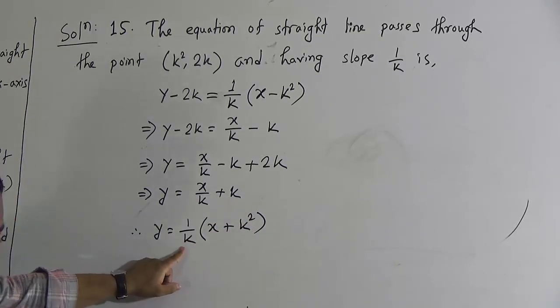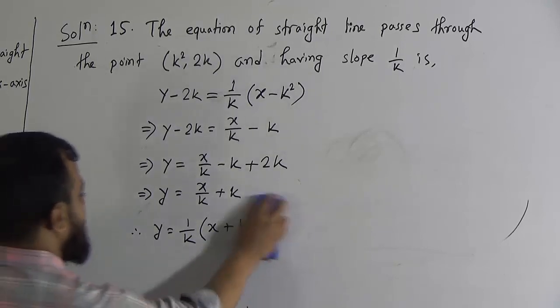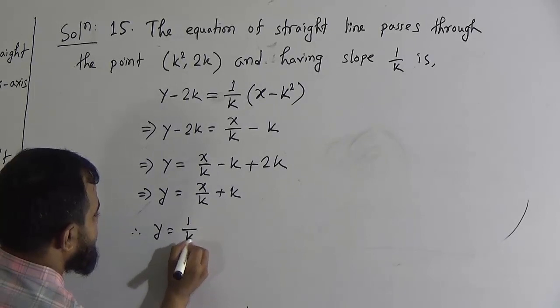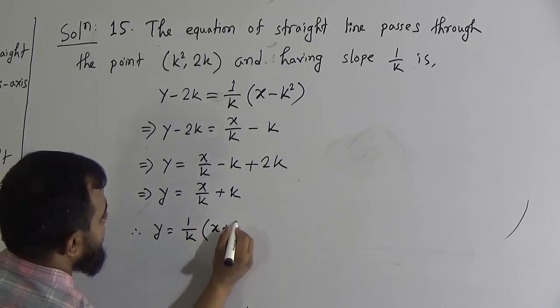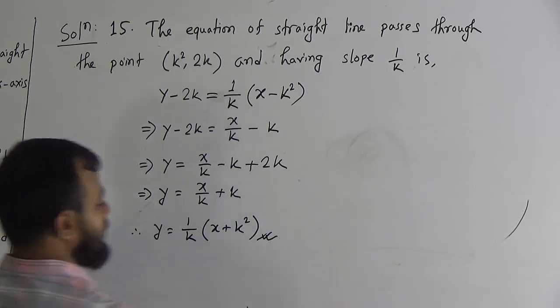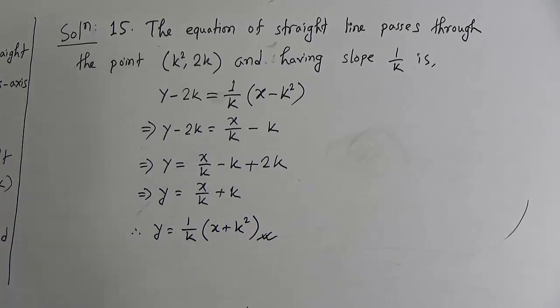If you take x over k as common, we will have this one. I am writing this one again. It's 1 over k into x plus k square. This is our required solution of the equation of a straight line.